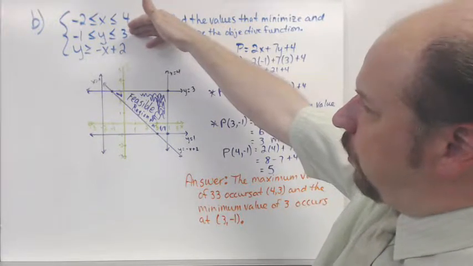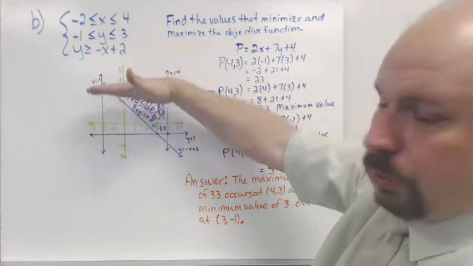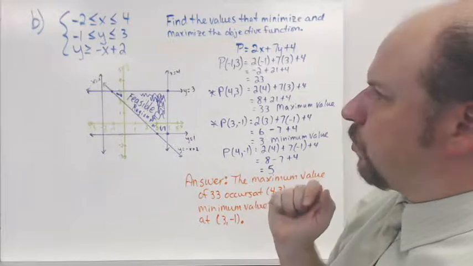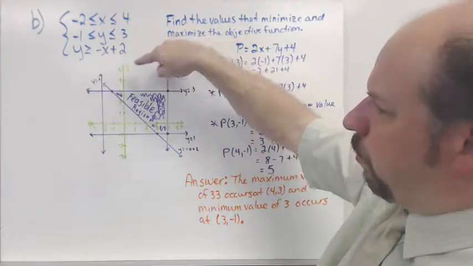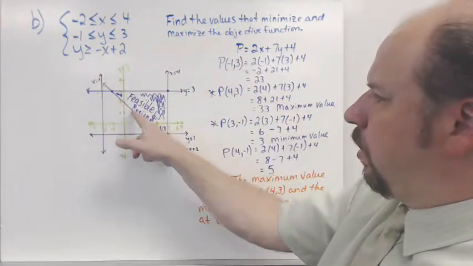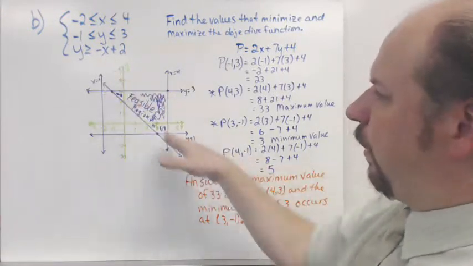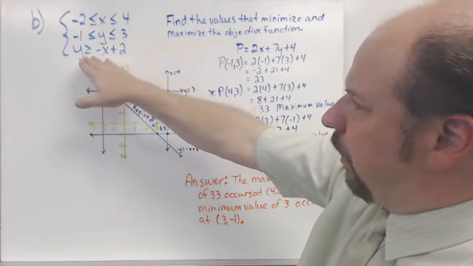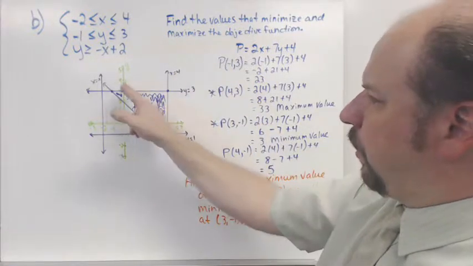Here, -1 is less than or equal to y is less than or equal to 3. That just means y is between -1 and 3. So it's this area right in here for each of those horizontal lines. And then y is greater than or equal to -x plus 2. So we have a y-intercept of plus 2, slope of -1. So down 1 over 1, plot a couple more points, and draw our line. And now, since this is greater than or equal to, it's going to be up here. So here is our feasible region.